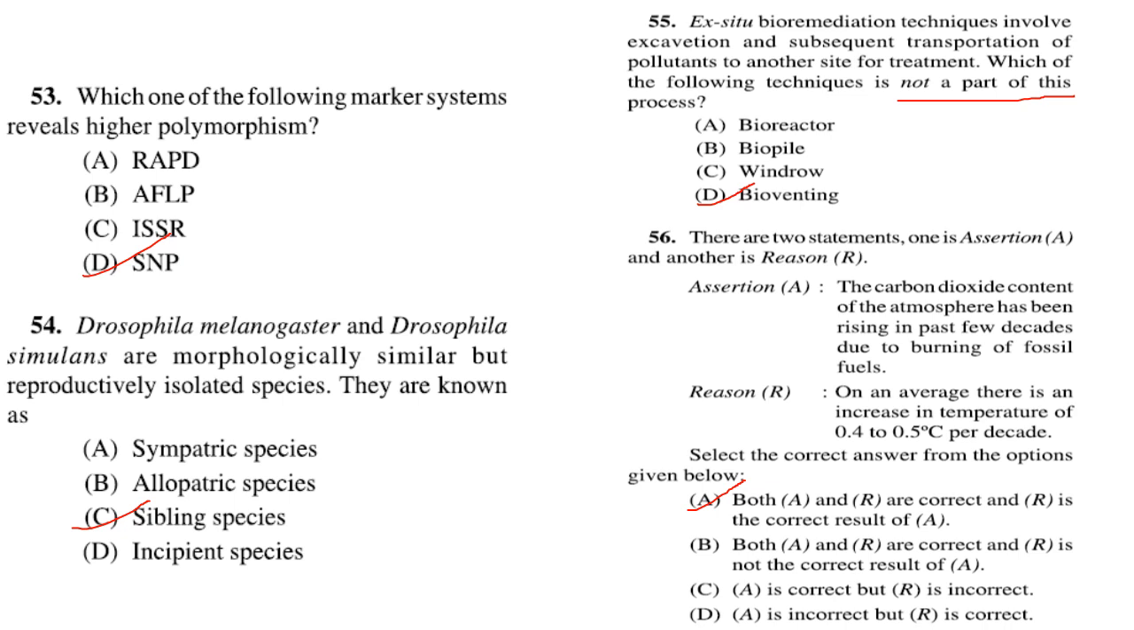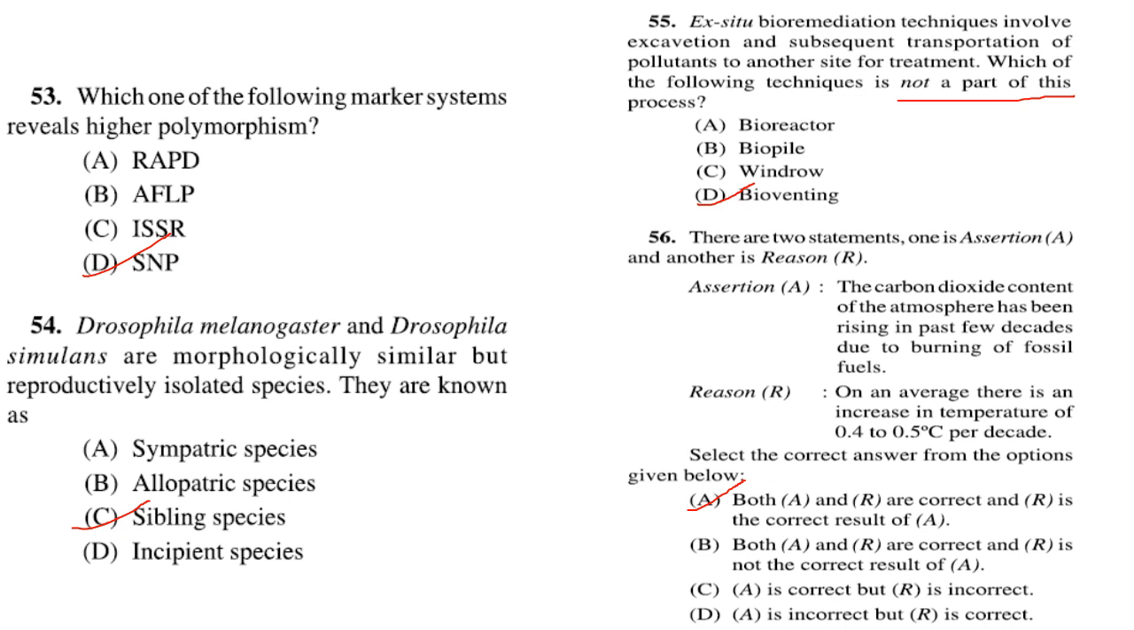Which of the following marker systems reveals higher polymorphism? So it is SNP, single nucleotide polymorphism. They reveal higher polymorphism. That is, the level of polymorphism is extremely high in SNPs.